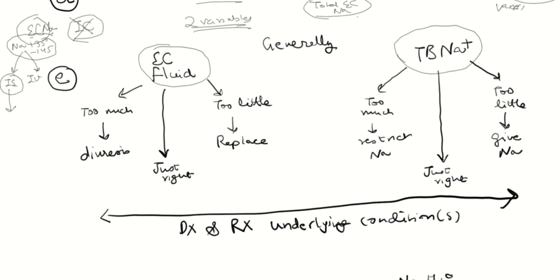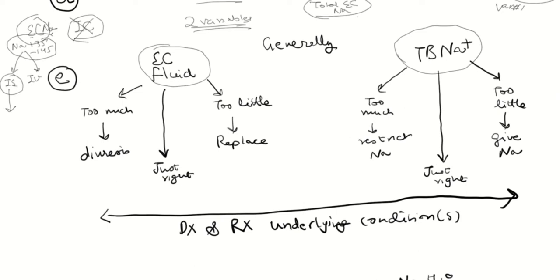Now we have this chart in front of us, which is the problem for sodium and fluid, divided into two parts. Your extracellular fluid, you have too much, too little, or just right. Remember Goldilocks? Too hot, too cold, just right. Too much, too little, just right. Same with total body sodium. You have too much, too little, and just right.